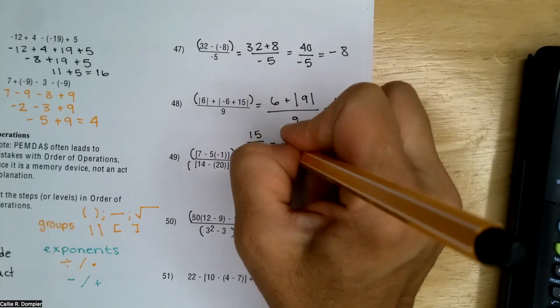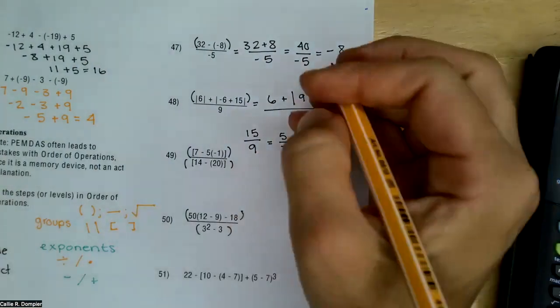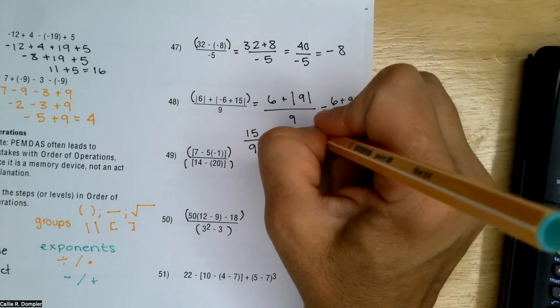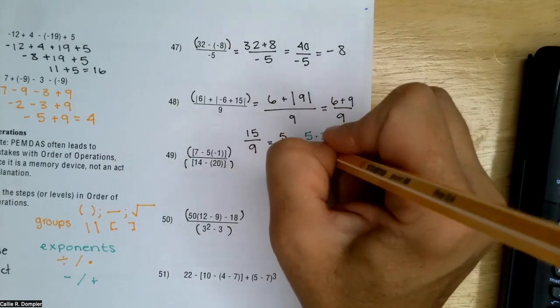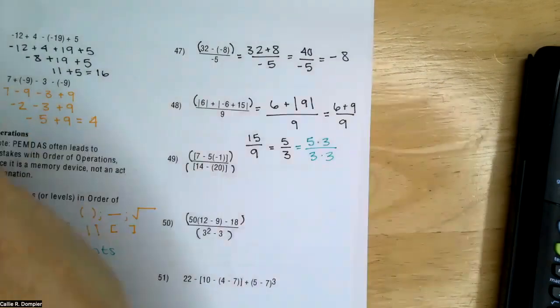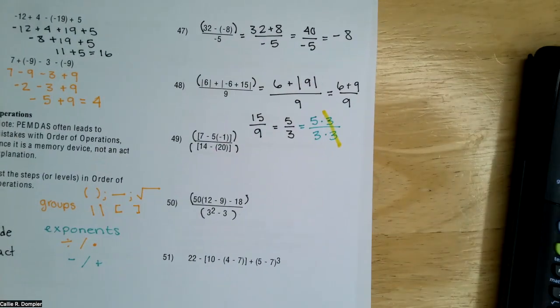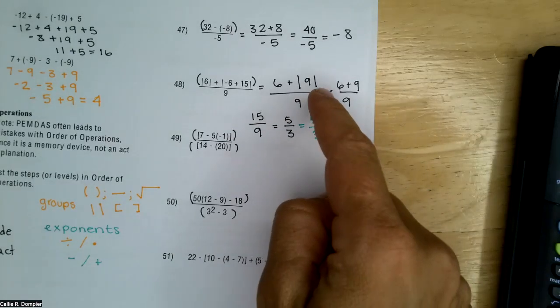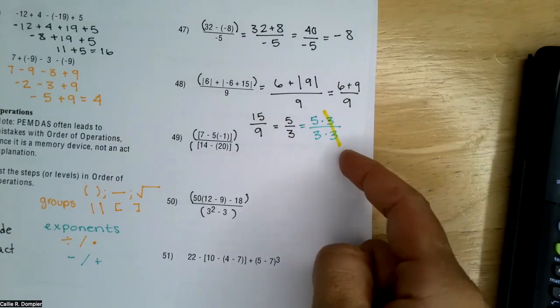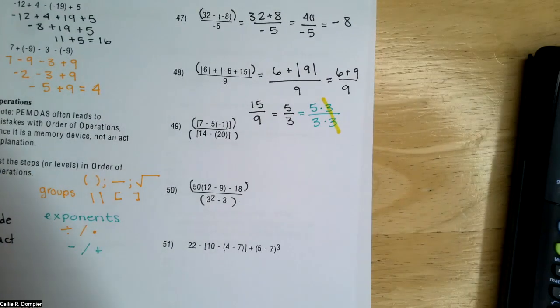You can simplify that to 5/3. You can divide both 15 and 9 by 3, or you can say 15 is 5 times 3 and 9 is 3 times 3, and because those are all just multiplication, those are all factors, you can just cancel out one of the sets of factors. Okay, might need more space for this one.